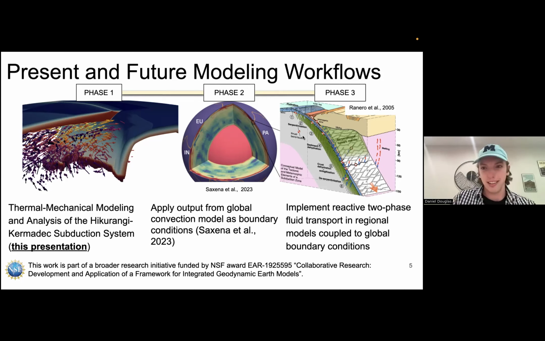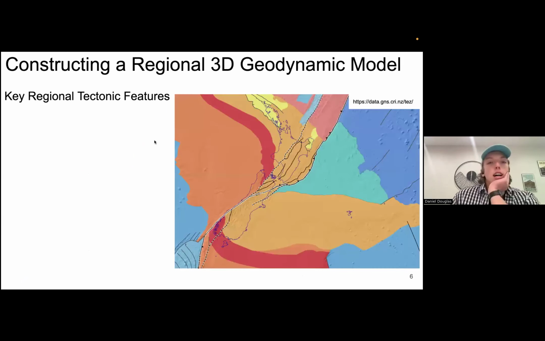And I'm going to be going to the University of Florida in, I guess, just under 2 weeks now to work with Juliana, Renee, and Menno and others on getting this reactive fluid transport into my subduction models. So super exciting stuff. But with that being said, let's start building up this regional model.